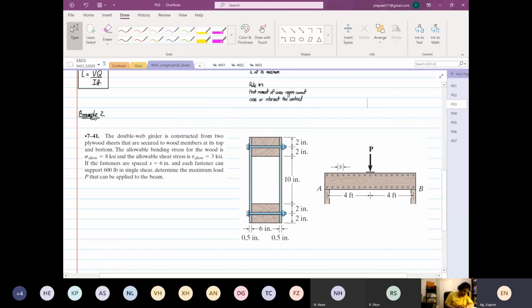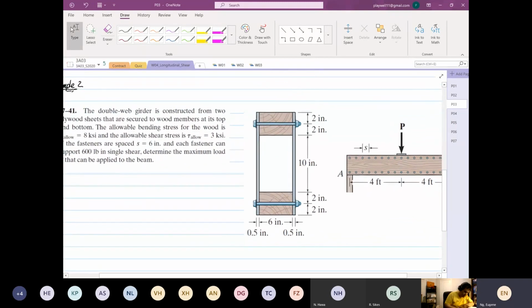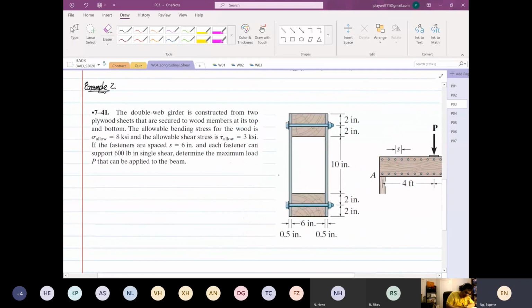Girder is constructed from 2 plywood sheets. So when they say double web, you have an idea now. So this is the web, yes or no? So there's a left and a right, we call it a double web. It's constructed from 2 plywood sheets that are secured to wood members at the top and the bottom. So the web is made of plywood sheets.